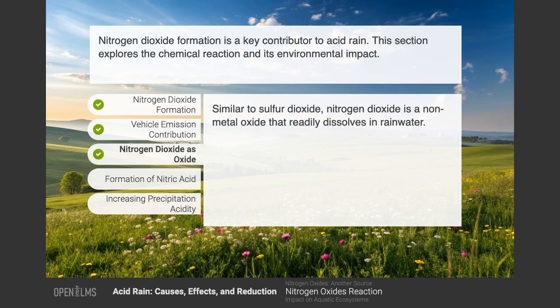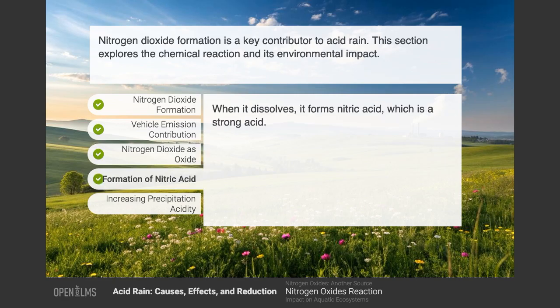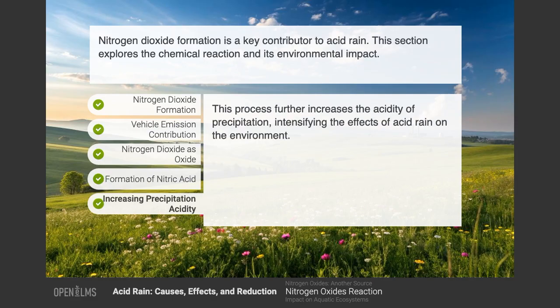Similar to sulfur dioxide, nitrogen dioxide is a non-metal oxide that readily dissolves in rainwater. When it dissolves, it forms nitric acid, which is a strong acid. This process further increases the acidity of precipitation, intensifying the effects of acid rain on the environment.